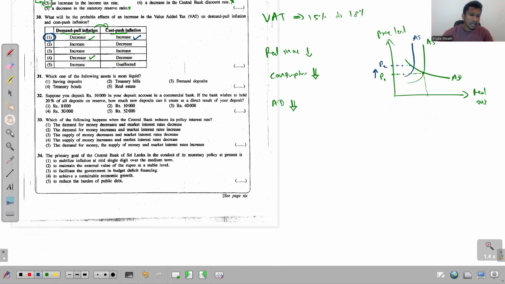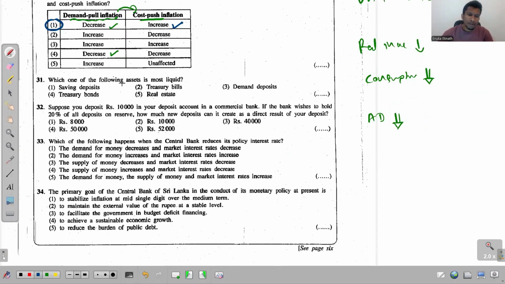Right. Question number 31. Which one of the following assets is most liquid? So the most liquid one is always money, but other than money, since we don't have any option for money here, the next most liquid asset is the demand deposits. Simply, this is the money that you have deposited in your current accounts, and you have the ability to use them for transactions via checks. So in this given list, this is the most liquid asset.